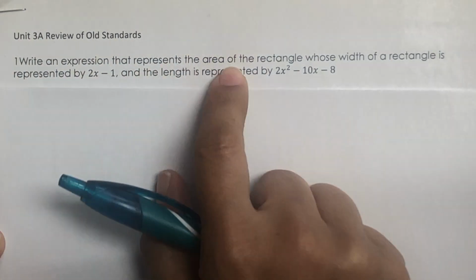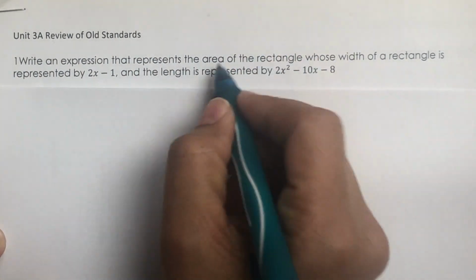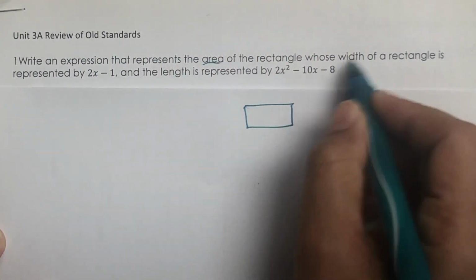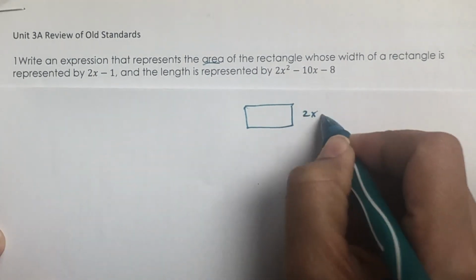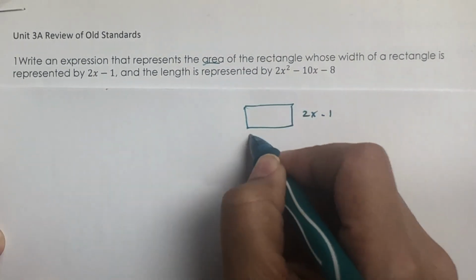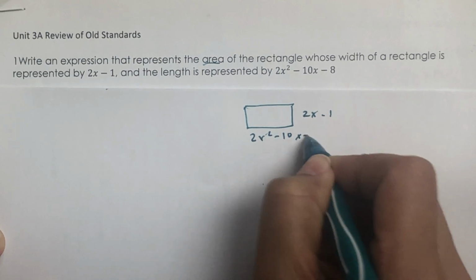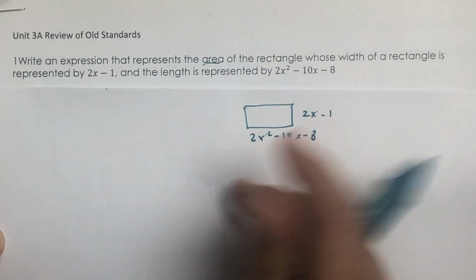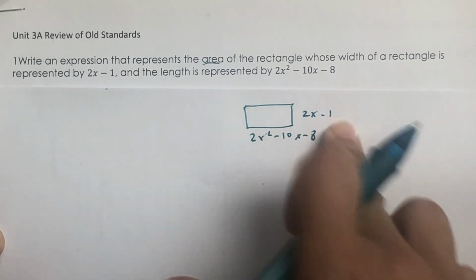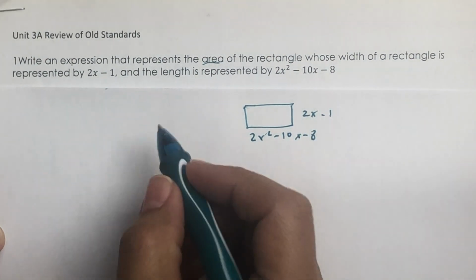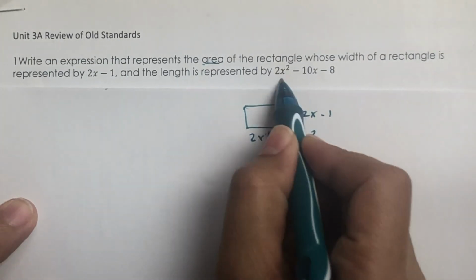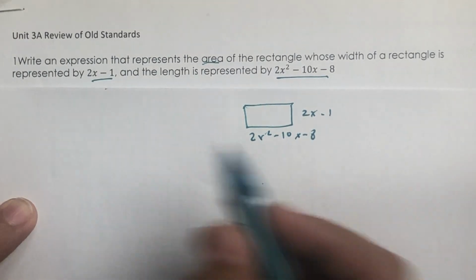Write an expression that represents the area of a rectangle whose width is 2x minus 1 and whose length is represented by 2x squared minus 10x minus 8. Well, you all know the area of a rectangle is length times width, so we're multiplying these two together. So we're going to go ahead and draw a box. Take the first one or the second, it doesn't even matter.